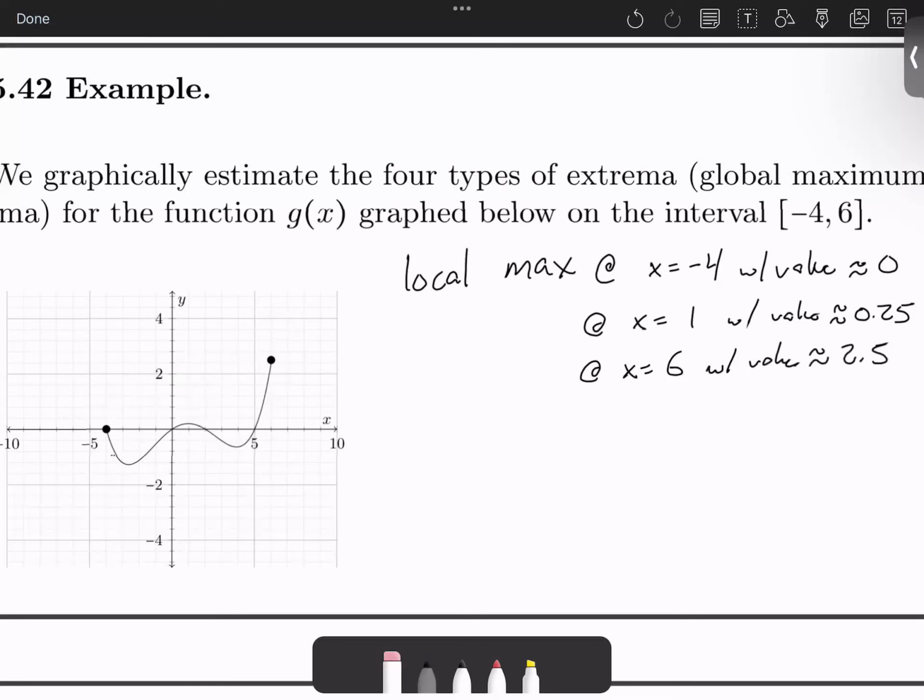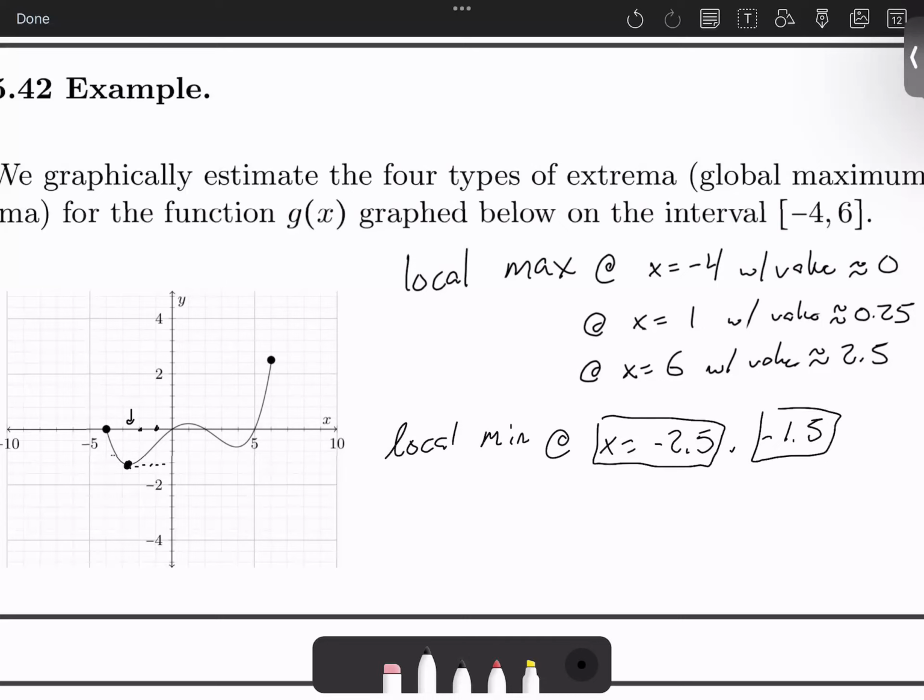All right, let's do local minimums. I'm looking for points on my function that are smaller than everything else around it. There I have a valley at x is equal to, let's estimate that as maybe -2.5. 1, 2, 2.5, sure. And it has a minimum value of maybe -1.5. So that's where the minimum occurs, and that's the value of the minimum.